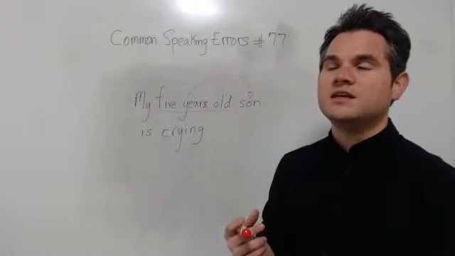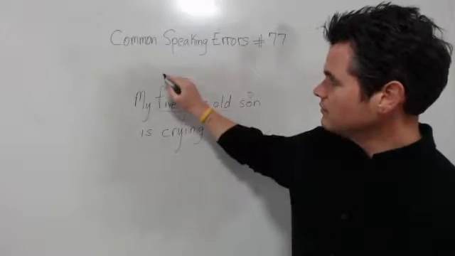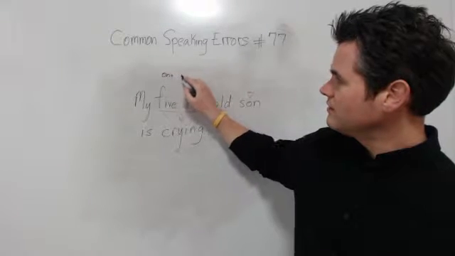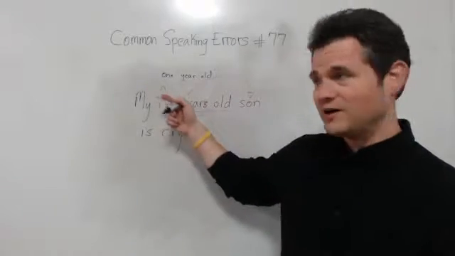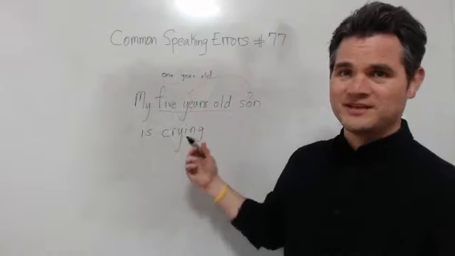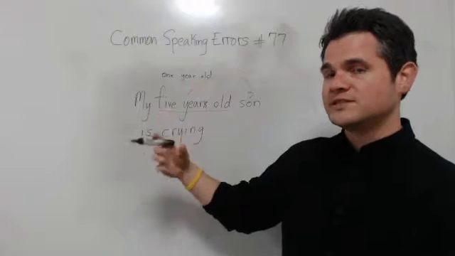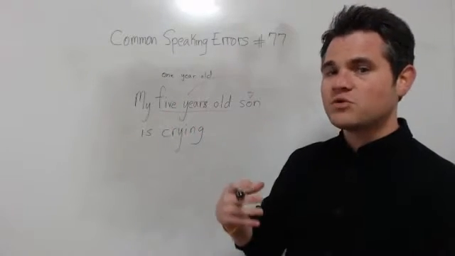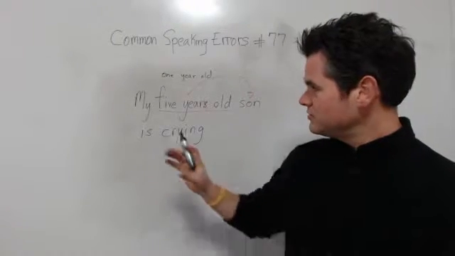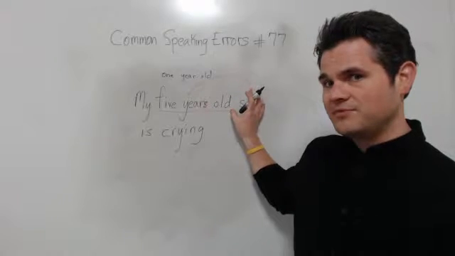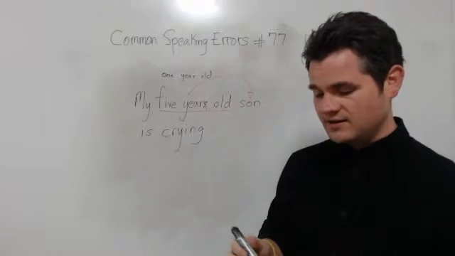Now, if your son is 1, then you can say, "My 1 year old son." So that's easy because it's just 1. You obviously know you don't need the S at the end of year there. But my 2-year-old son, my 3-year-old son, my 4-year-old son. When you're using this to describe your son or your daughter, make sure you are not using the S at the end.